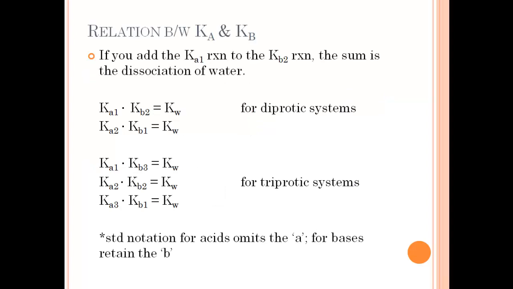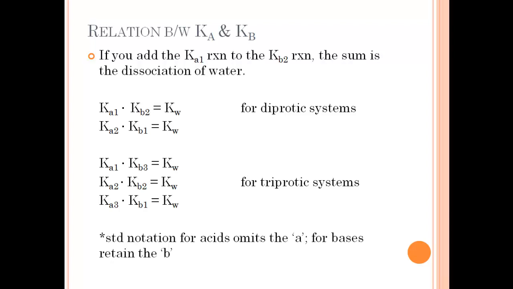There's a relationship that we can gather from these Kas and Kbs. And remember, this is all going to be given to you in your constant list, so you don't have to memorize them. You just have to know how to use them. So for diprotic systems, you can take the Ka1 and the Kb2, and that equals Kw.